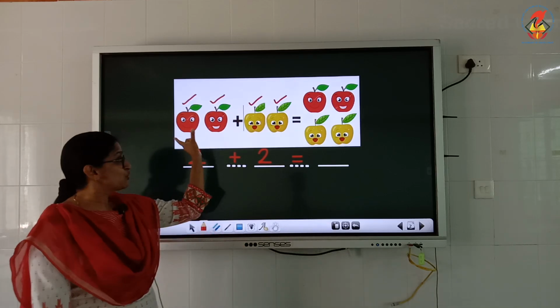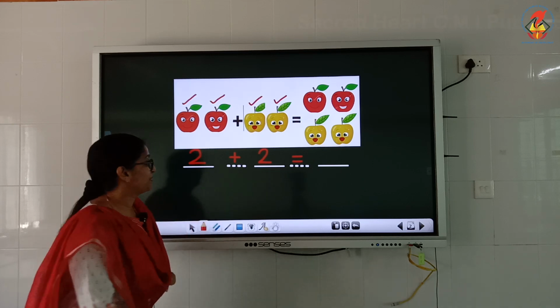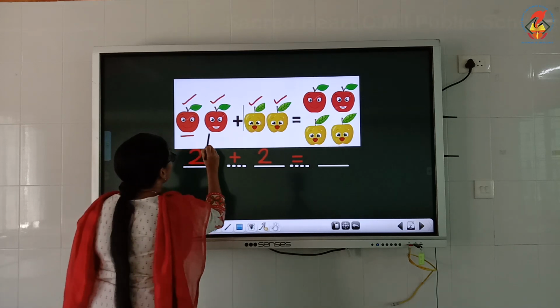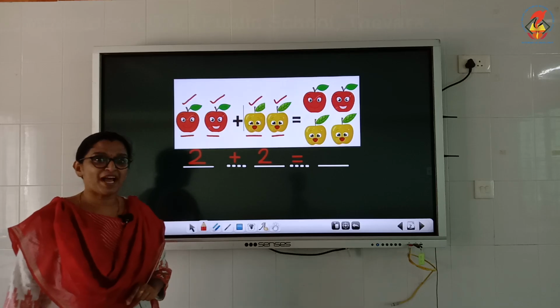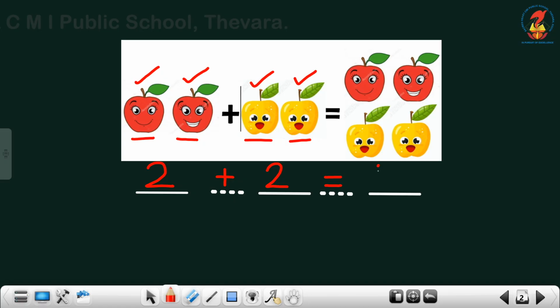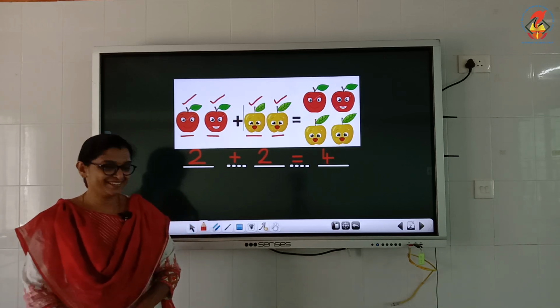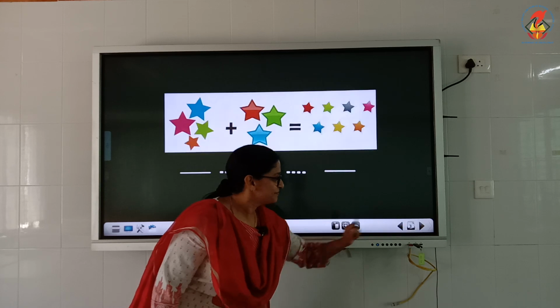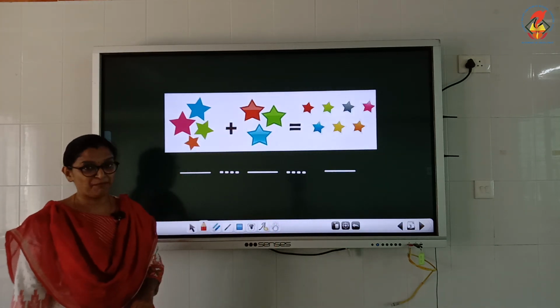Now add the two groups of apples and write the total number. 1, 2, 3, 4. There are 4 apples all together. So I write here number 4. Got it, children? Let us do the next example.